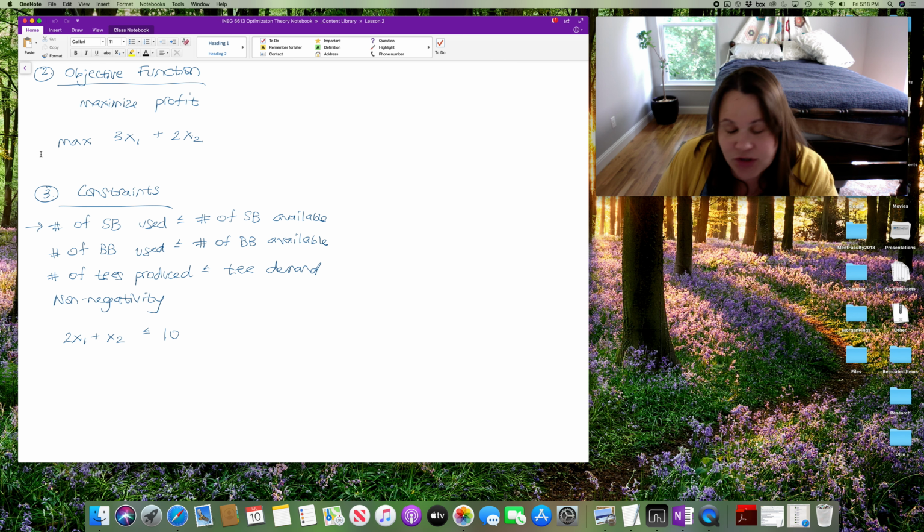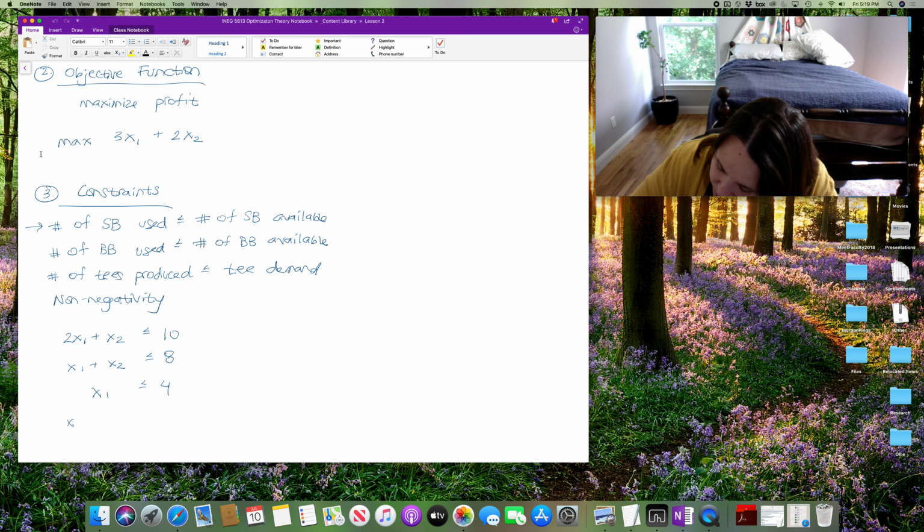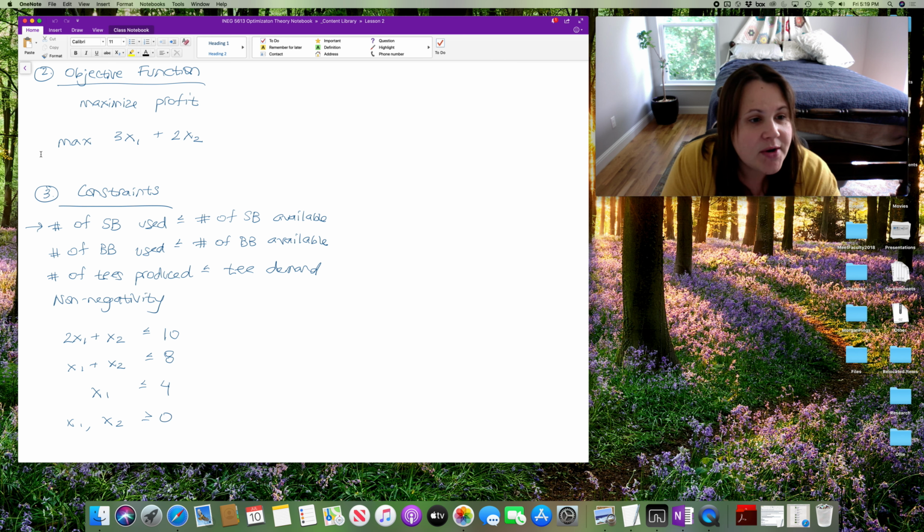We also have a constraint for big bricks. So we think number of big bricks used. We have 1 per tea, 1 per cake. So that's going to be x1 plus x2. And we have 8 big bricks available. Then we say our number of teas produced has to be less than or equal to T demand. Well, our number of teas produced is x1. Our T demand is 4, so we have x1 is less than or equal to 4. Lastly, we have non-negativity, which you would typically write x1, comma, x2 is greater than or equal to 0.